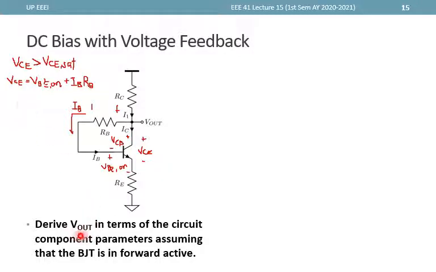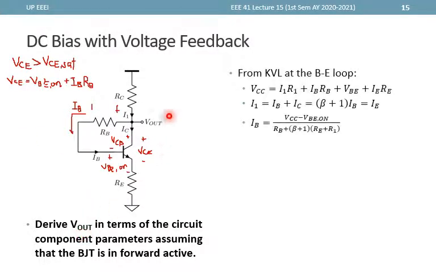Now, in deriving the output voltage, we can do a similar approach. So we do KVL passing through the BE loop. So from this point to this, to this, to this, back to ground. So VCC is equal to I1 R1. So let this be R1.